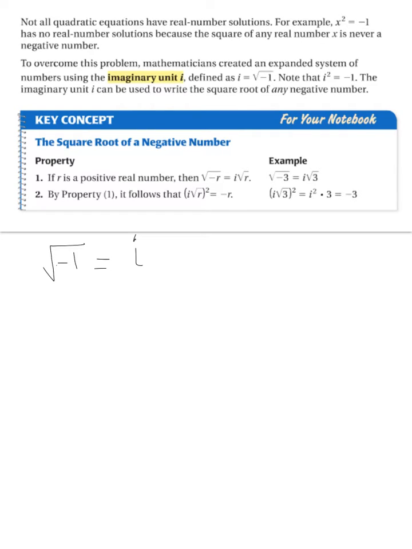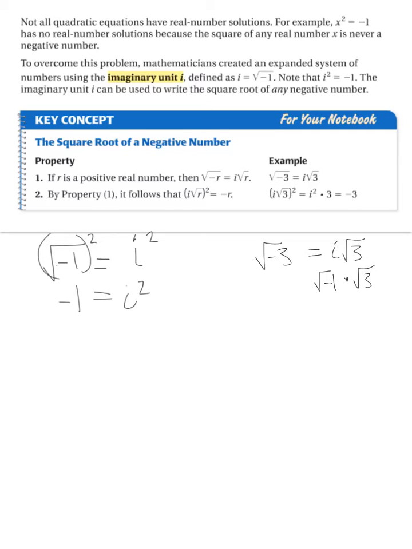And that means that i squared would equal -1. So we can use the imaginary unit i to help us write the square roots of any negative number. So for example, if we had the square root of -3, we would write that as i times the square root of 3, right? Because i was the square root of -1, so it'd be the square root of -1 times the square root of 3.